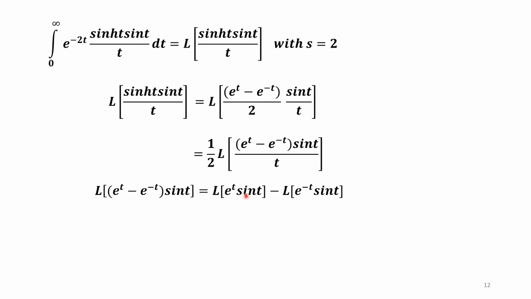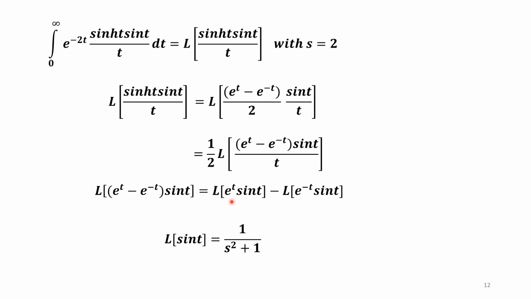Now here sin t is multiplied by e raised to t, which means we have to make use of the first shifting theorem. To apply the first shifting theorem, first calculate L of sin t. Whatever is the answer, replace s by s minus 1. Here also, calculating L of sin t, replacing s by s plus 1. So we know that L of sin t is 1 upon s square plus 1.